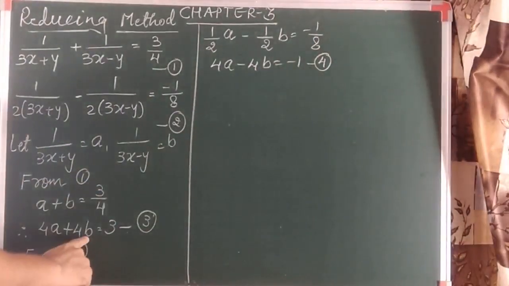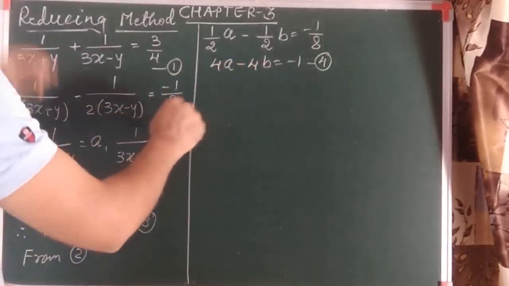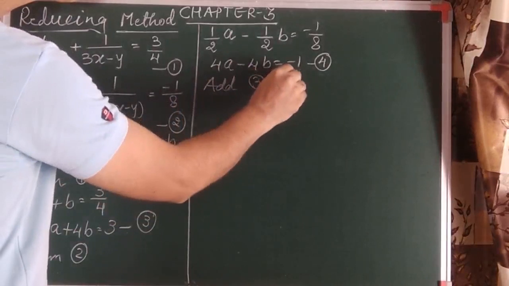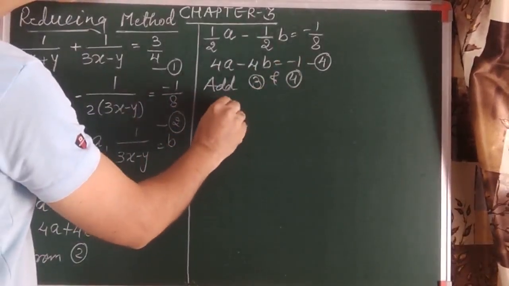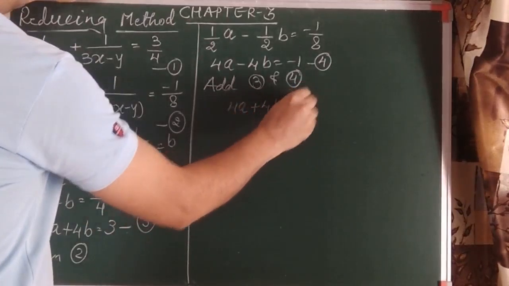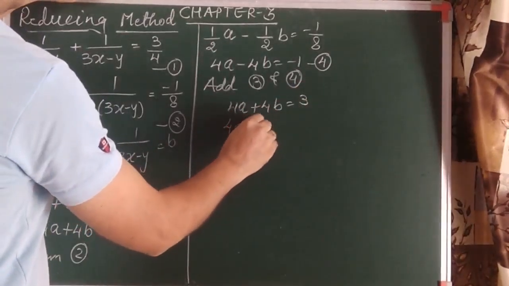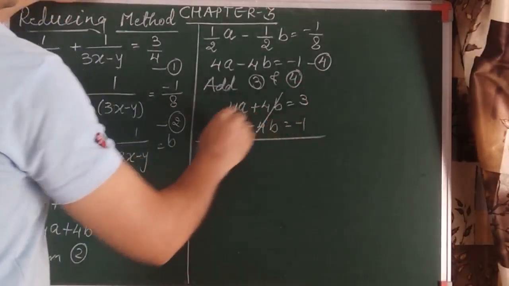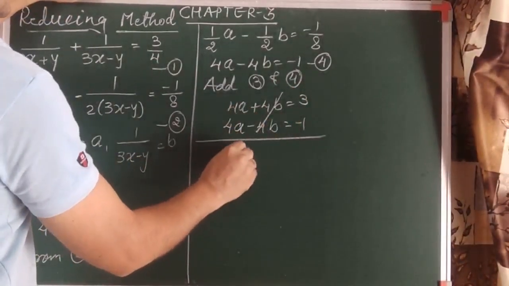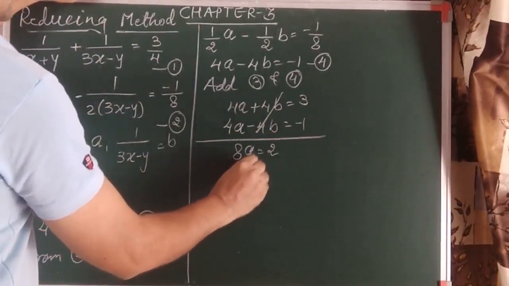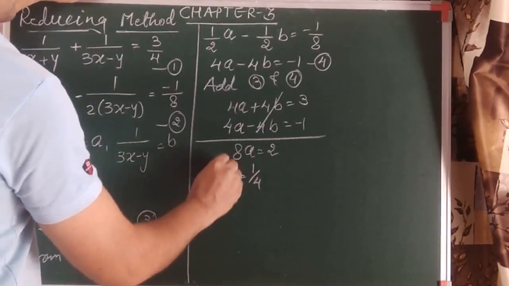We can observe that the coefficients of b are additive inverses. So let us add equations 3 and 4. The third equation is 4a plus 4b is equal to 3, and this is 4a minus 4b is equal to minus 1. We can cancel this. 4 plus 4, that is 8a, and 3 minus 1, that is 2. So the value of a we obtain is 1 by 4.